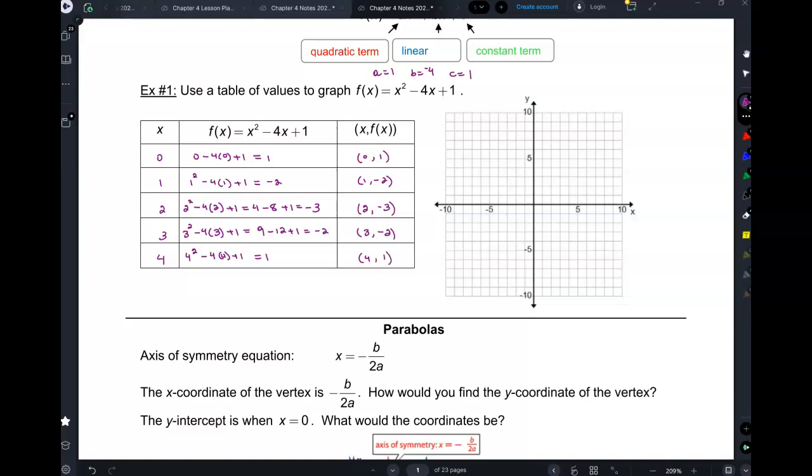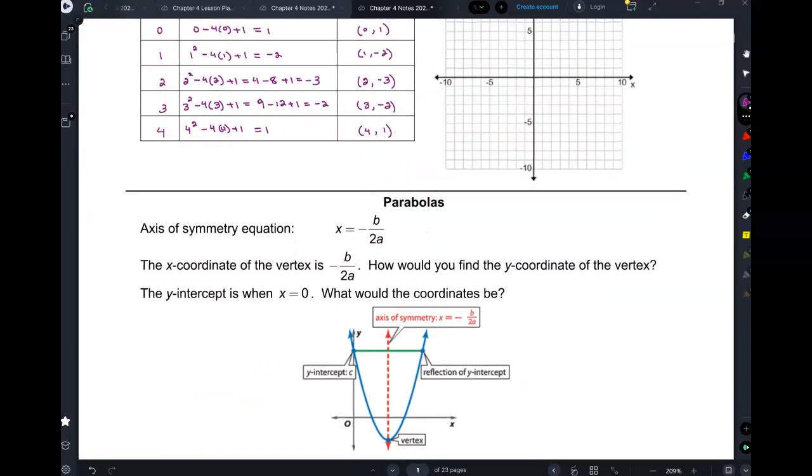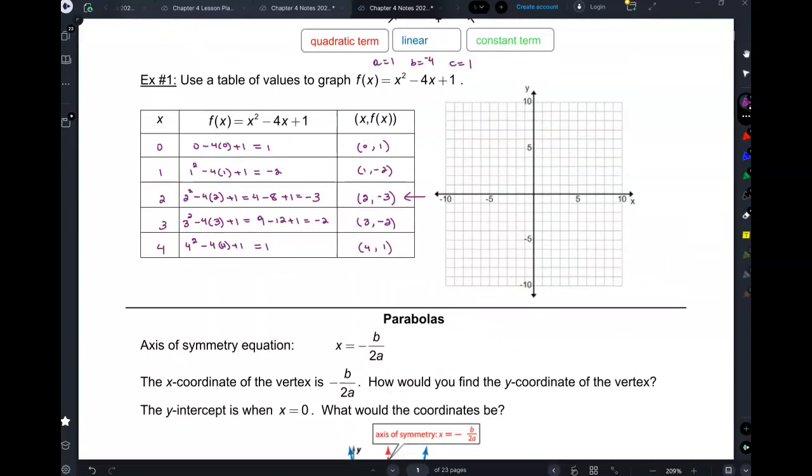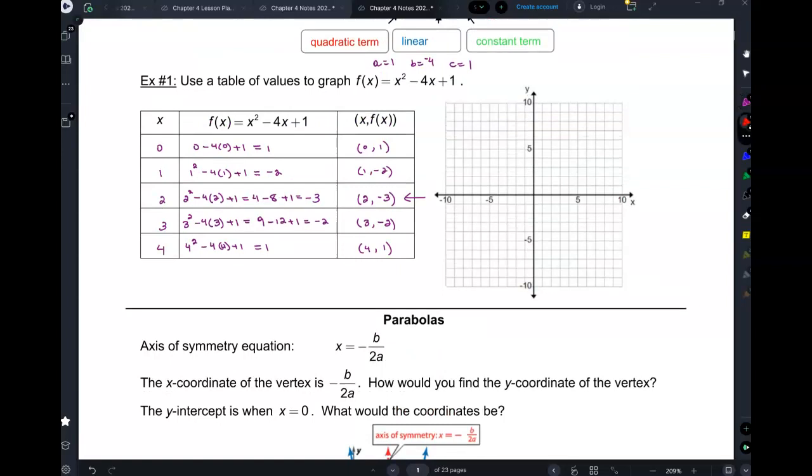By the way, do you notice any patterns here? What patterns do you notice? It goes from 1, -2, then -3, then back to -2. Look at the y values. Look at the y value here. It's -3. And then the one right before and the one right after, what's the y value? -2. And then if I go 2 away, the y value is the same, 1, 1. Isn't that cool?